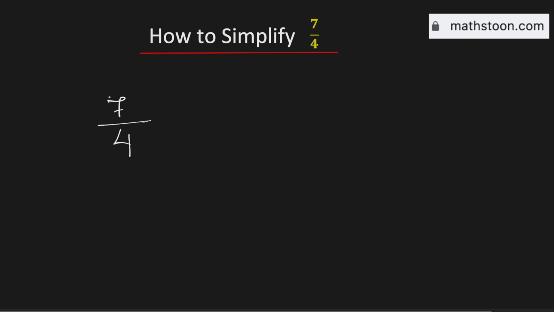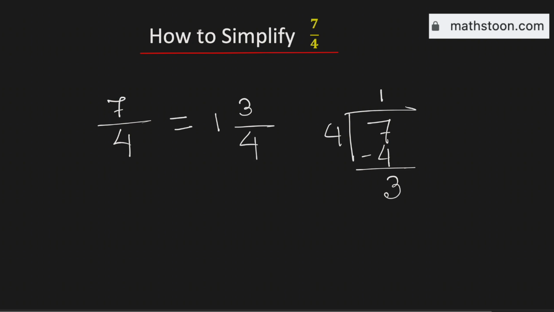Now to write it as a mixed number, we need to divide 7 by 4. We know that 4 goes into 7 one time, and subtracting this, we will get 3. Therefore, 7 over 4 as a mixed fraction is equal to 1 3/4. And this is our final answer.